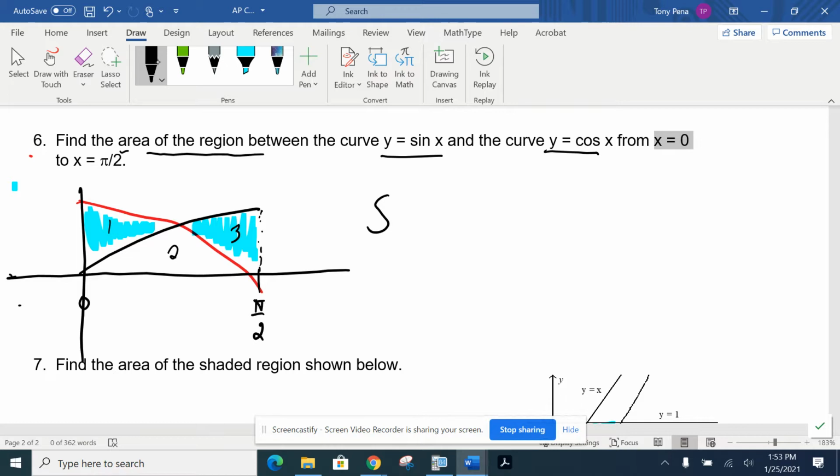The first integral very clearly starts at 0. That's the x coordinate where this is going to start. It's going to end at whatever this intersection point is. We're going to talk about that in a minute. But initially, the red curve is on top, the black curve is on the bottom.